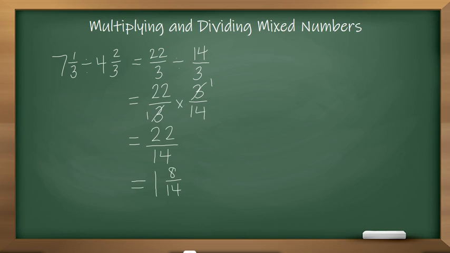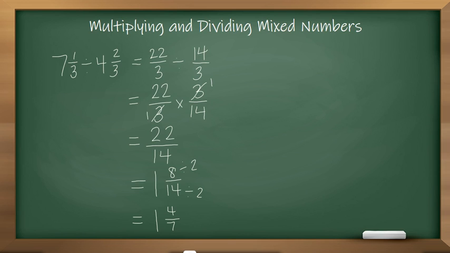Then if I'm looking at 8 over 14, I notice that 8 and 14 are both even numbers, so they're both divisible by 2. So I'm going to divide those by 2 to make sure that my fraction is in simplest form. And then I've got 1 4/7 as my answer. So a lot to remember here.